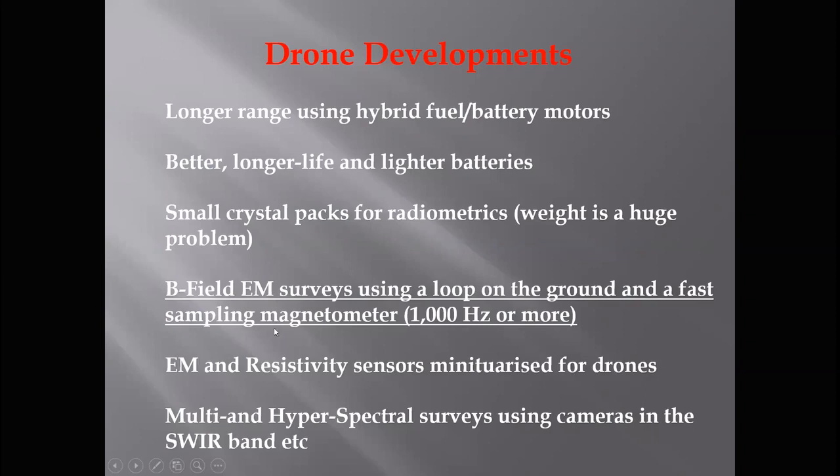Most exciting thing I think that's happening is the B-field EM surveys using a loop on the ground and your fast sampling magnetometer. We're getting magnetometers, funny enough, it's ironic, but they're starting to use diamond magnetic sensors, diamond-based sensors, and they reckon they're going to sample at 20,000 hertz and even more. So we really are going to be able to start doing EM surveys with drones simply by flying a magnetometer. And if you tell me that you think your sulfides or whatever it is of interest are in this field, we just energize that with a loop and then we fly over it with a drone just like a mag survey. We're also getting electromagnetic and resistivity sensors miniaturized for drones. That's happening at the moment.